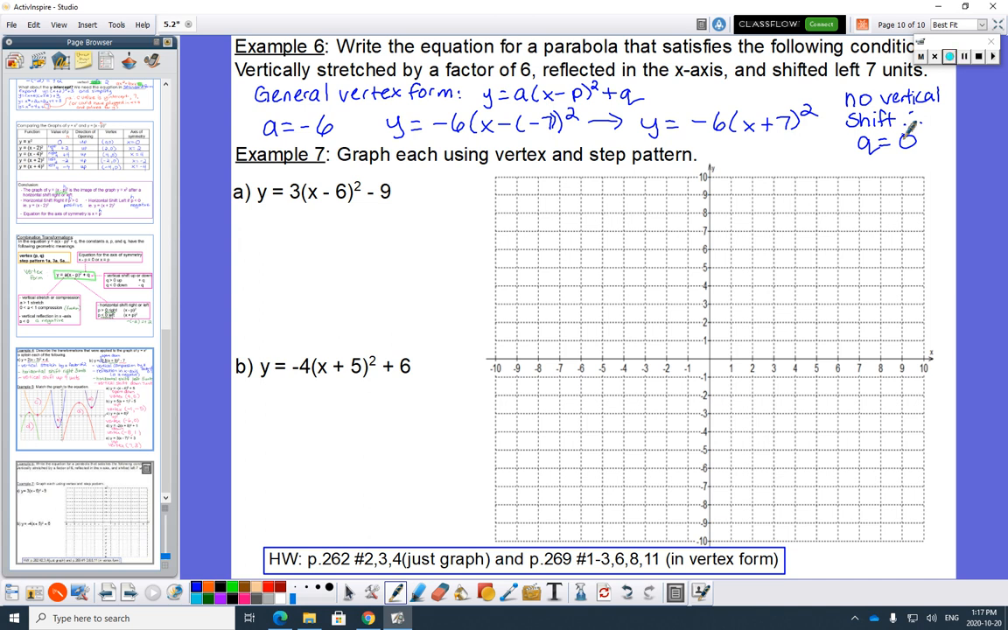Okay, so graph each using vertex and step pattern. This is what you're going to have to do every single time, okay? Doesn't matter really which one you figure out first. If you are sick and tired of showing your work, you can, but when I'm doing this example, I will show. So probably not going to get to 7 adjusted.